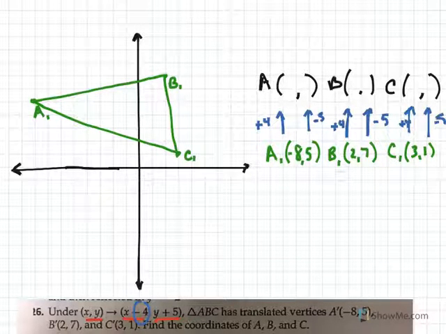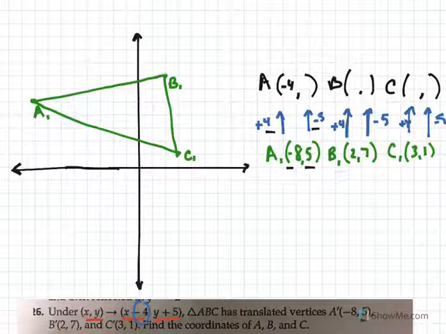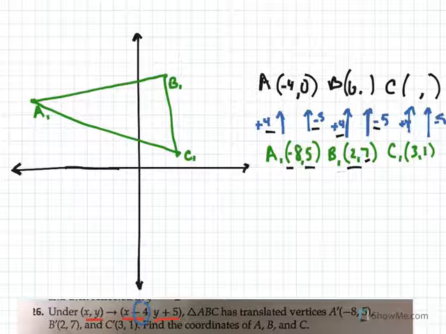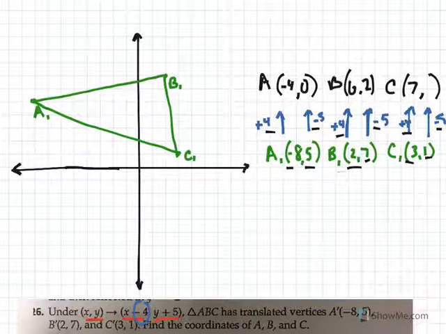So let me go through. Negative 8 plus 4 gives me negative 4. 5 minus 5 gives me 0. 2 plus 4 gives me 6. 7 minus 5 gives me 2. 3 plus 4 gives me 7. And 1 minus 5 gives me negative 4.